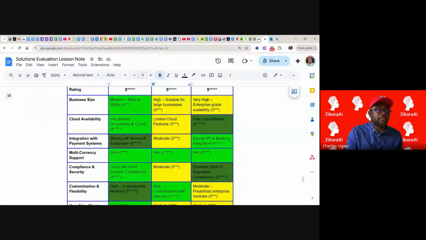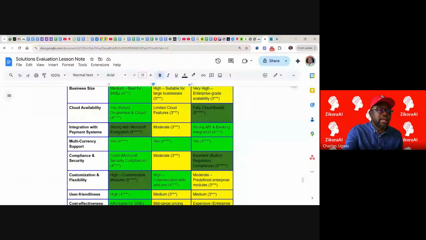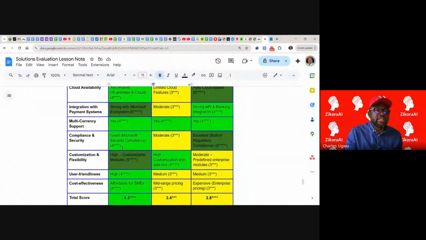And you see multi-currency, all of them have capacity for multi-currency. They all tie here, all of them 4, 4, 4, 4. And here, compliance and security, you see this is good in terms of compliance and security. This is moderate, and this is excellent. We rate this 5 because it's excellent.